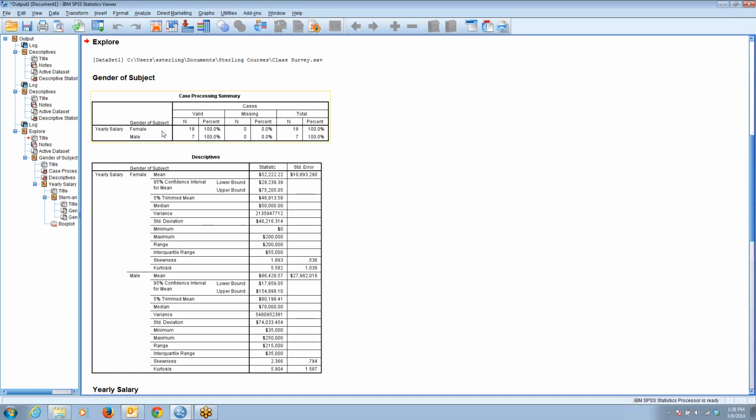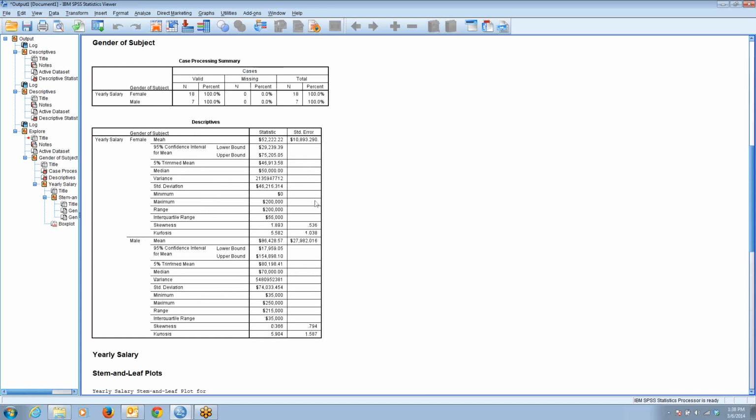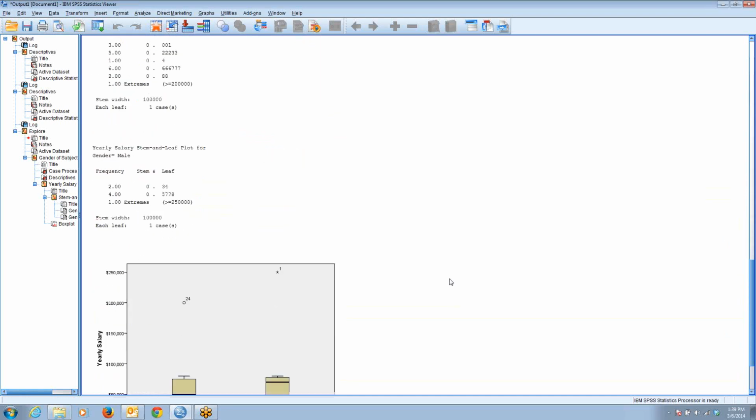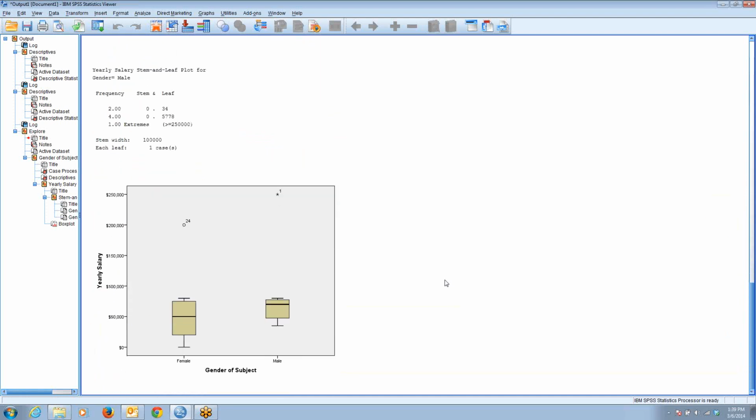And now what we have is an N of 18 women and 7 men. And the mean yearly salary for women is $52,000. The mean yearly salary for men is $86,000. So in our sample, we can say it does appear that there's some real inequality here, that the women have more variation in how much they make than the men, and the men definitely have a higher mean.